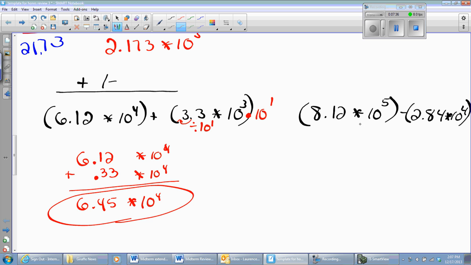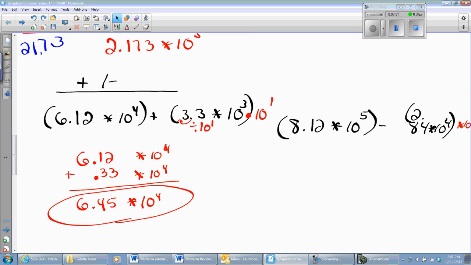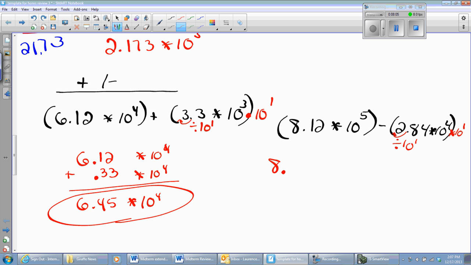All right, now this one is the same thing. I can't subtract right now, so I'm going to multiply by 10 to the first, and I'm running out of room. Oh dear. Oh, woe is me. Let's move this stuff over. Yikes. Okay, so I'm going to multiply by 10 to the first. And again, over here, I'm going to divide by 10 to the first, which causes the decimal point to move. So now I have 8, 12 minus 2, 8, 4. Okay, now I know they're both 10 to the fifth because of the manipulation I did.